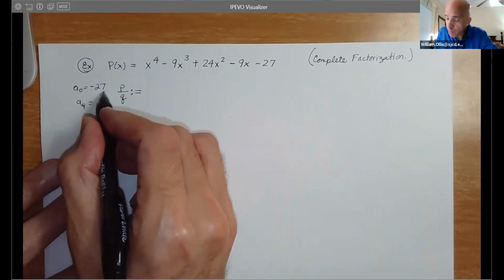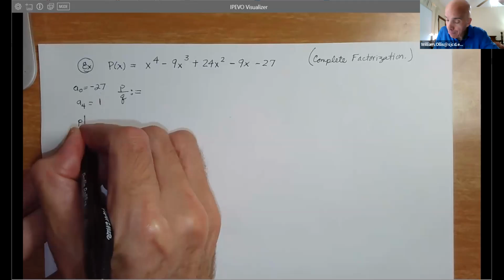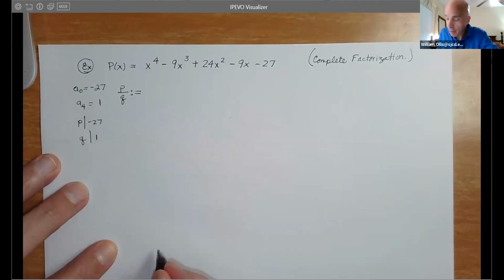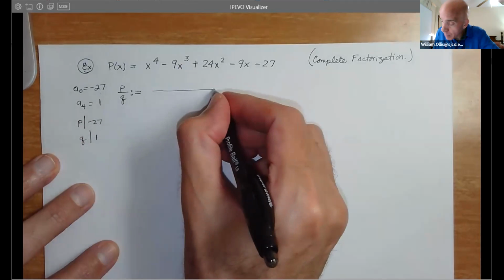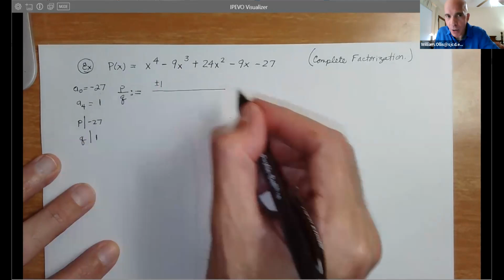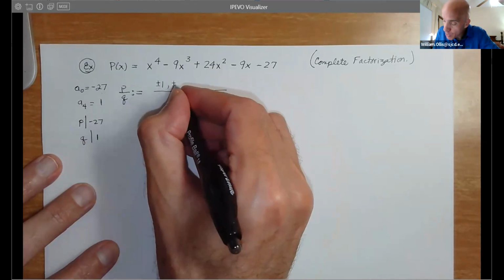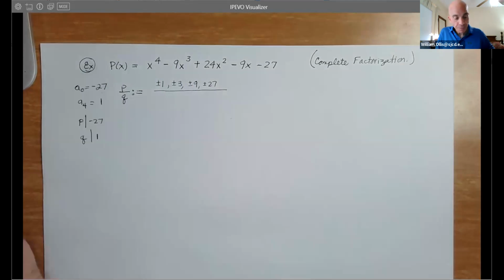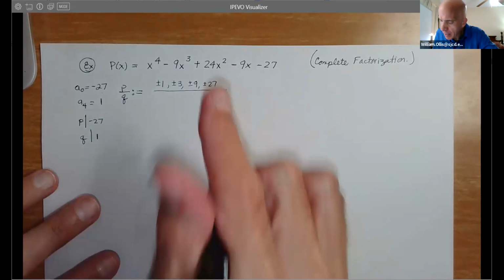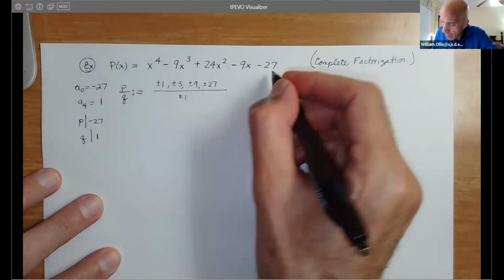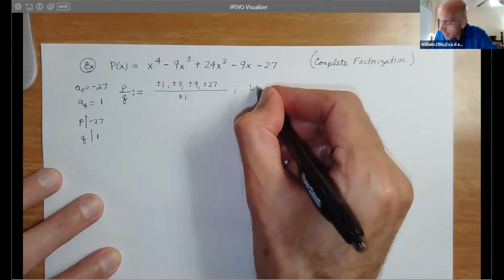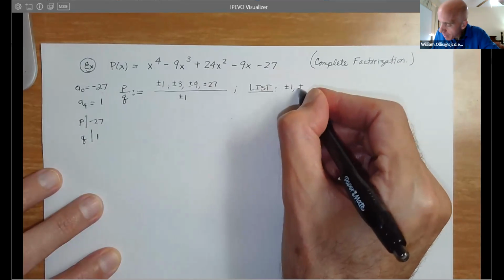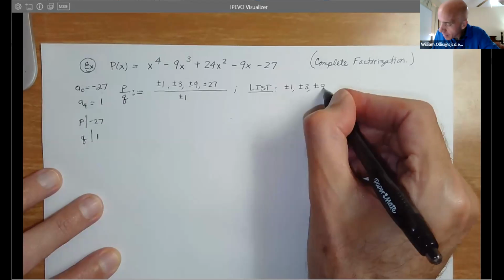Now, we look for the fact that P must divide -27 and Q must divide 1. So we just have powers of 3 here. So we have plus or minus 1, then plus or minus 3, plus or minus 9, and plus or minus 27. Now, again, in the denominator, we're good to go. So it's funny, the list here is easy. Plus or minus 1, plus or minus 3, plus or minus 9, plus or minus 27.